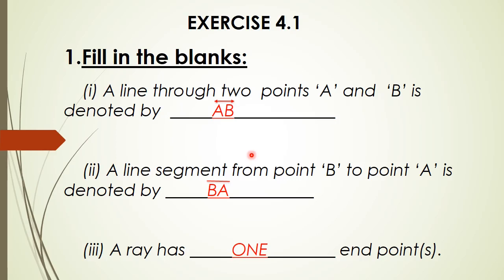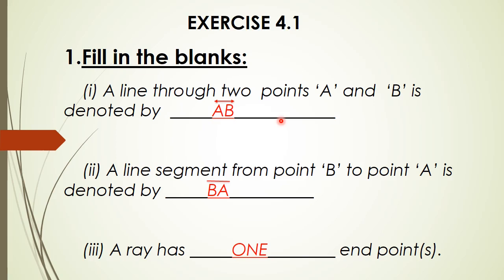So exercise 4.1, first question, fill in the blanks. A line through 2 points A and B is denoted by. Read the question carefully. A line through 2 points, not a beginning point, end point. It is just 2 points. A line passes through the 2 points. So what is the answer? It is a line. So I am writing AB bar with two arrows because a line has no end point and starting point.